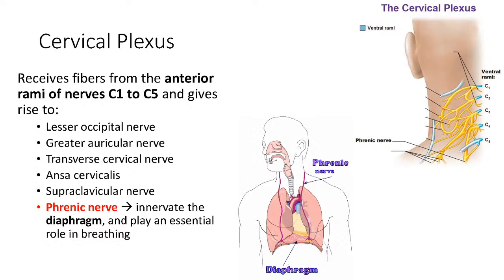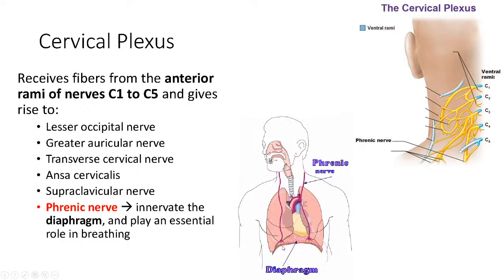All right. So the cervical plexus, we're onto the plexi now. They receive fibers from the anterior rami of the nerves C1 to C5, and they give rise to some special nerves: the lesser occipital nerve, the greater auricular nerve, the transverse cervical nerve, the ansa cervicalis, the supraclavicular nerve, and then the phrenic nerve. And the phrenic nerve is an incredibly important one. If you look here, the phrenic nerve travels down, there's a left and a right, and it innervates the diaphragm.